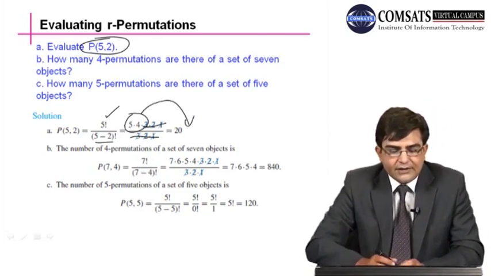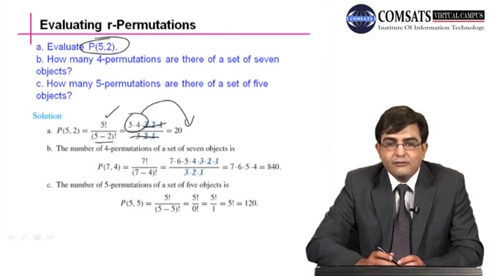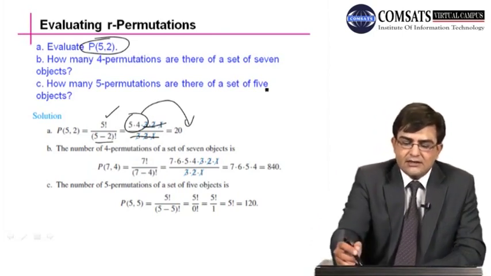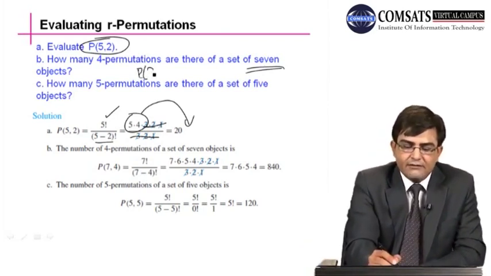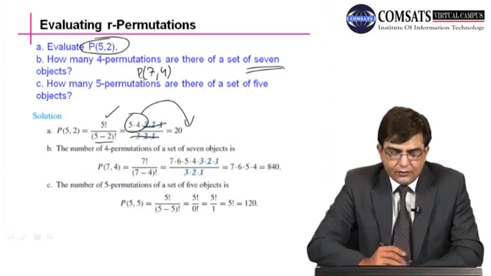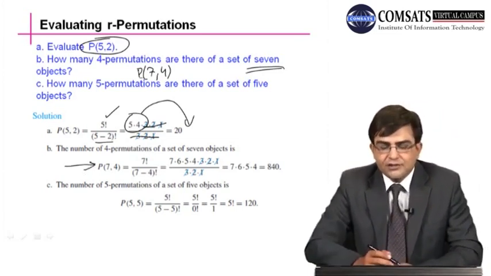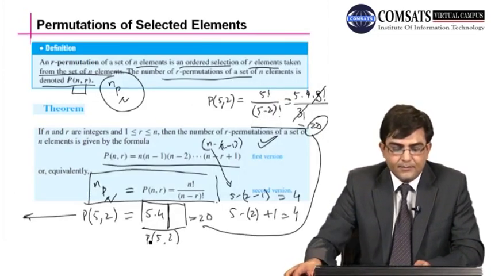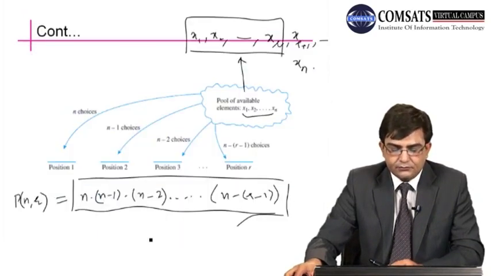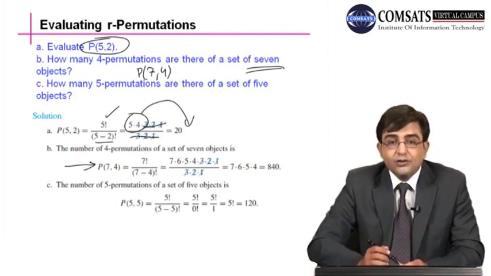Now the B part of this example is how many 4 permutations are there of a set of 7 objects. We have to calculate 4 permutations, meaning the selected elements are 4 out of 7 objects. So we have to calculate p of 7 4. This can be calculated using both versions of the r permutations formula, which is given in the definition of permutations of selected elements. So this you can easily calculate.